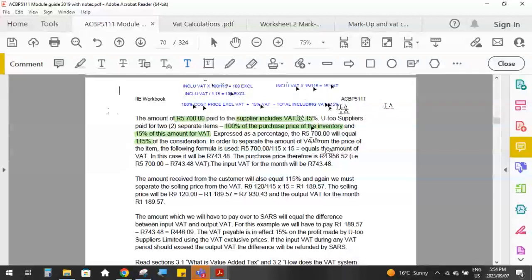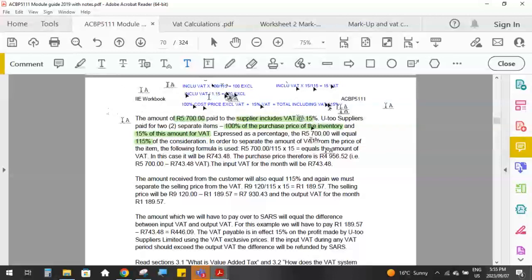So always remember, when you divide, you're going to end up with a smaller amount than you started with. So your excluding VAT rand value is always going to be less than your including VAT amount, because your including VAT amount is the purchase price plus the VAT, whereas your excluding VAT amount is the purchase price without the VAT added on.